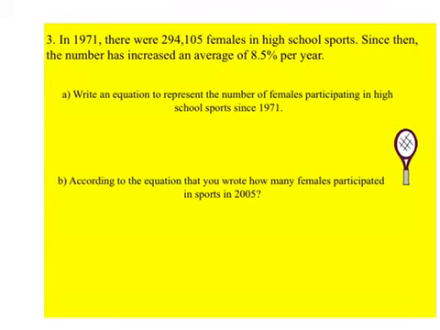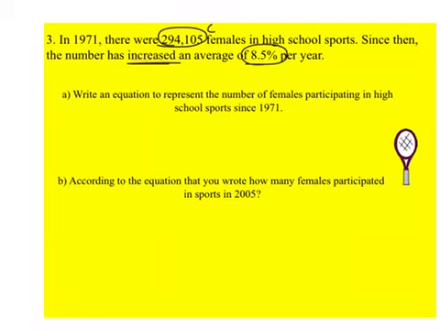Example number 3 here, we're going to do a word problem. In 1971, there were 294,105 females in high school sports. Since then, the number has increased. It's increasing at an average rate of 8.5% per year. So I have a starting amount. That's my C value, so I have that. And I have a rate.